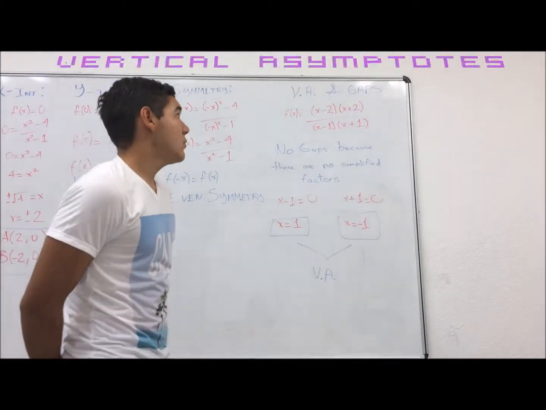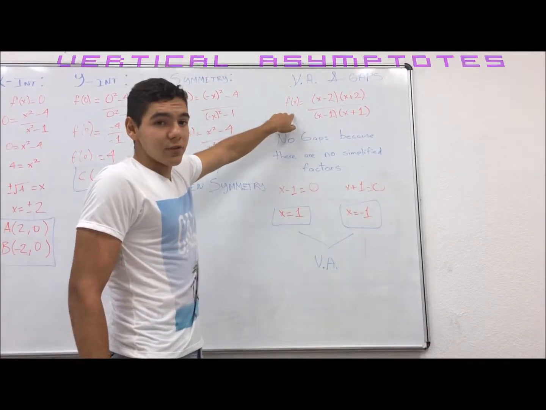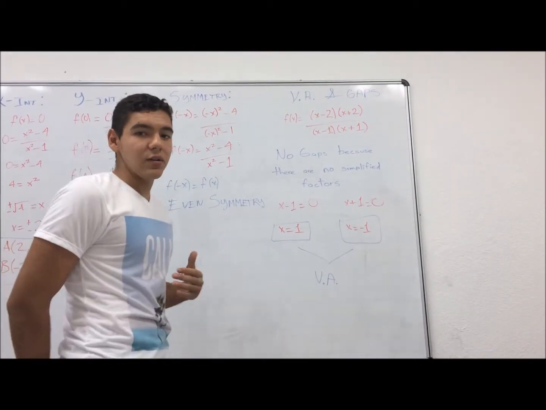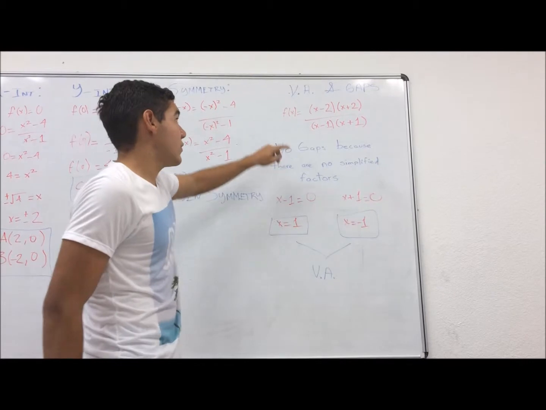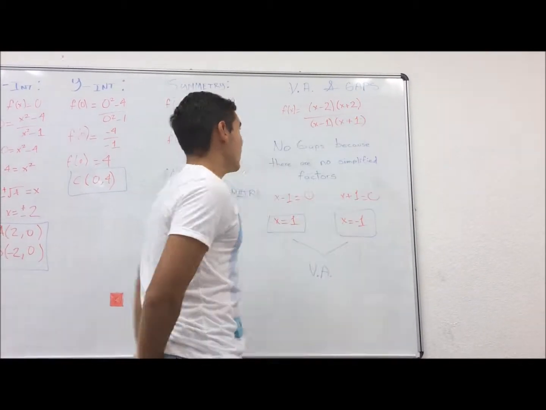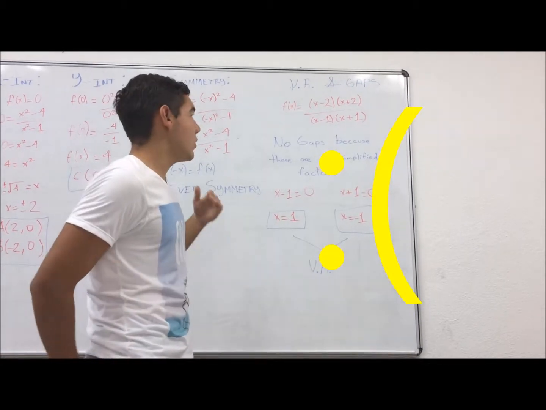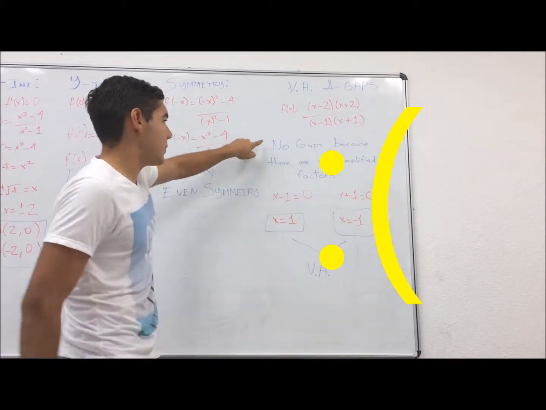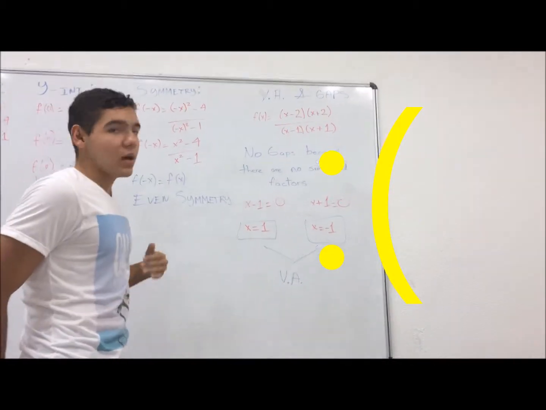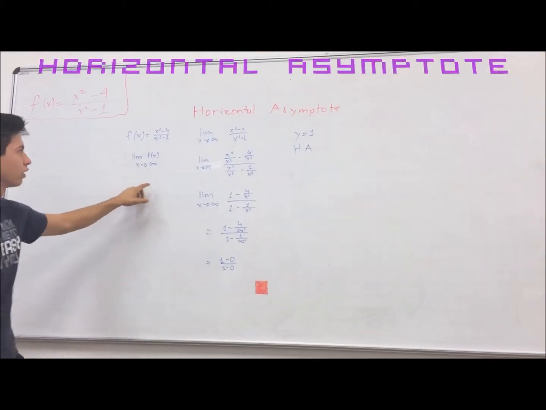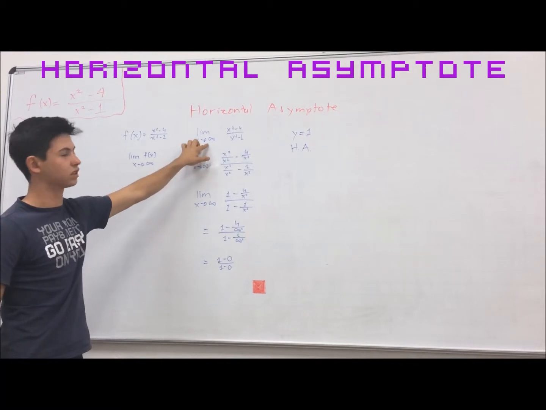The vertical asymptotes and the gaps. First of all, we have to factorize it, and like we know, in the original function we have a difference of squares. We cannot simplify any factors, so that's why we don't have any gaps, like we explained here. But we have two vertical asymptotes. That is going to be by the limit of x reaching infinity.